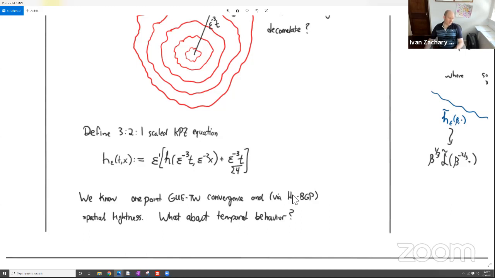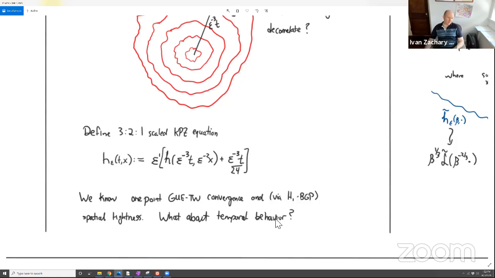Another thing that we know is that if we fix t, then what we're looking at is a rescaled version of the top curve of the KPZ line ensemble. Using the Brownian Gibbs property, the soft version, this H1 Brownian Gibbs property, we can prove spatial tightness as epsilon goes to 0, and that the limit points are absolutely continuous with respect to Brownian bridge. That's something that we did with Alan Hammond, and it uses just the Gibbs property and the one-point tightness.